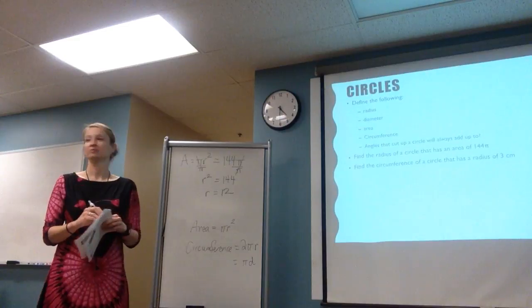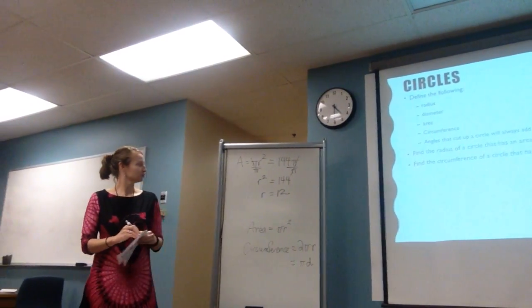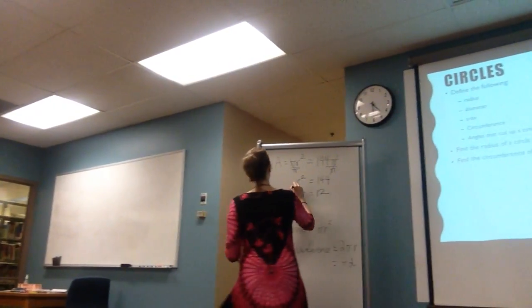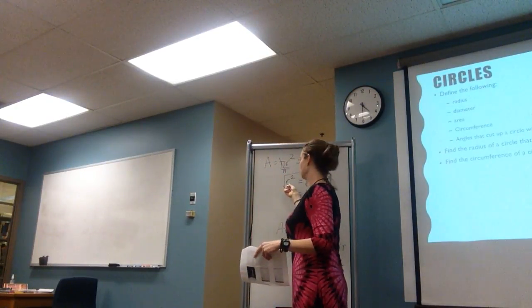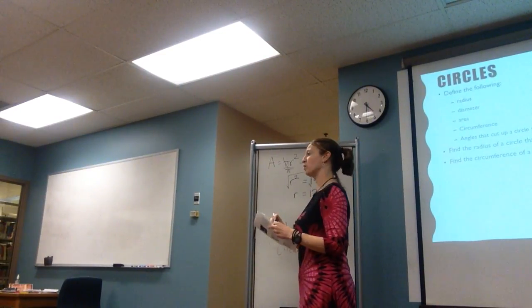Don't you want the r under the 12? Over here? Yeah. So what I did was I took the square root of both sides. The square root of something squared is its opposite, so it becomes itself. And then the square root of 144 is 12.